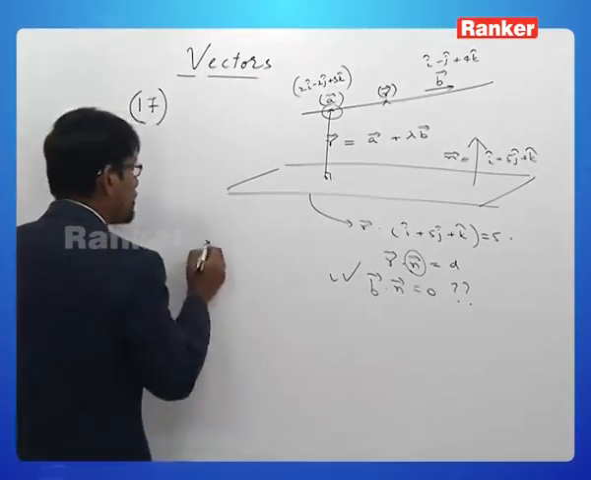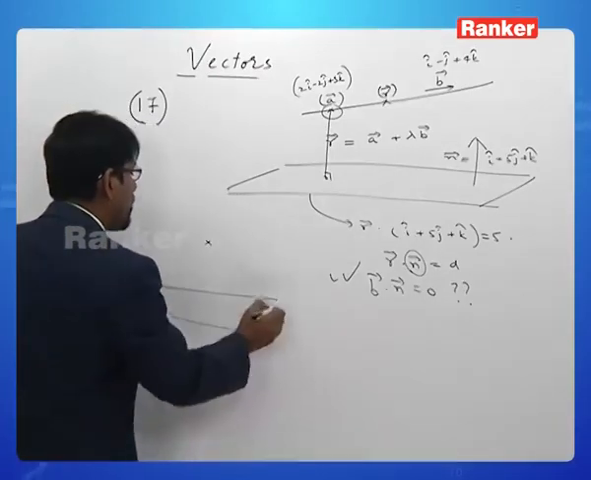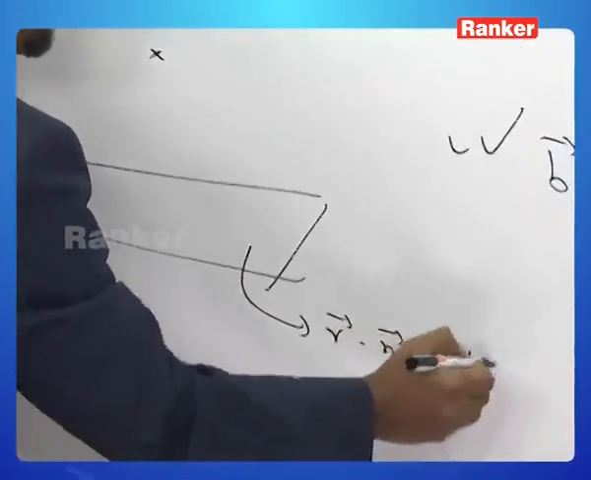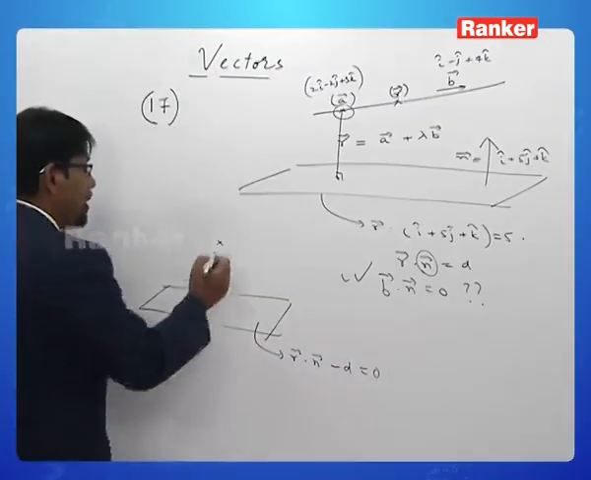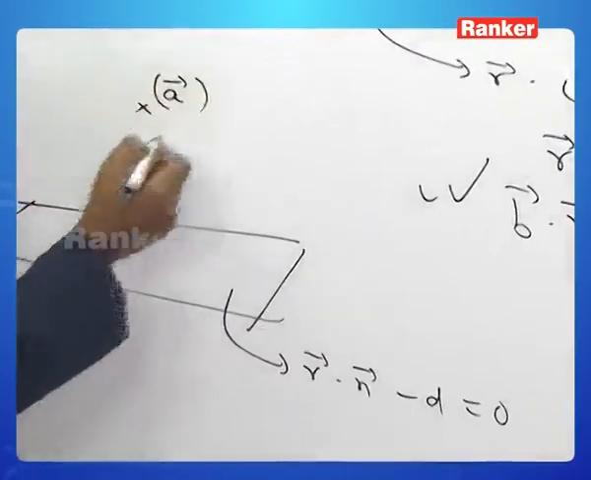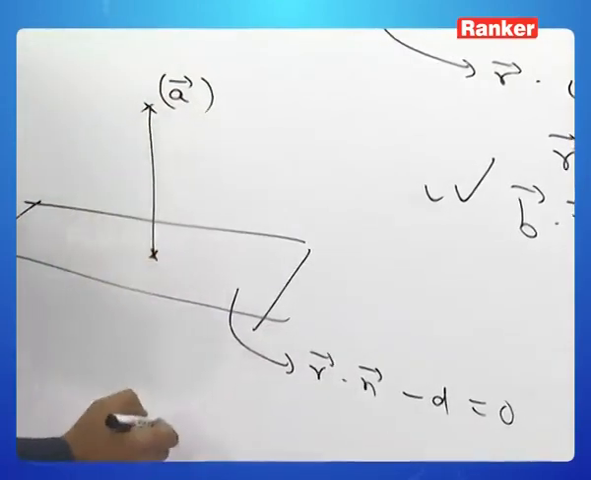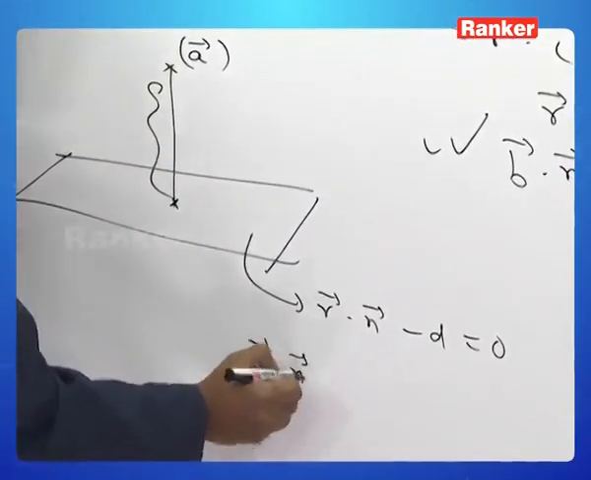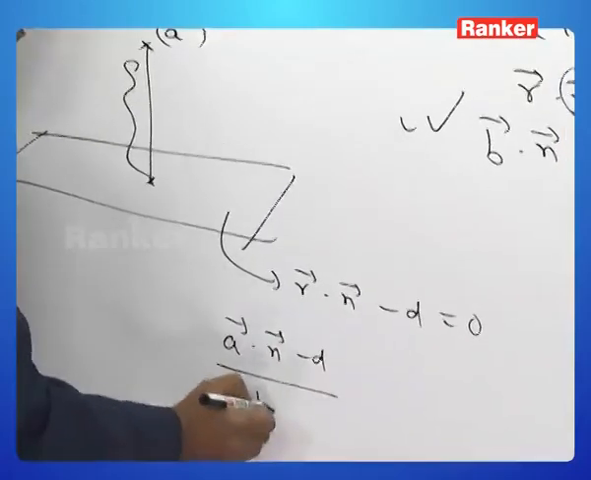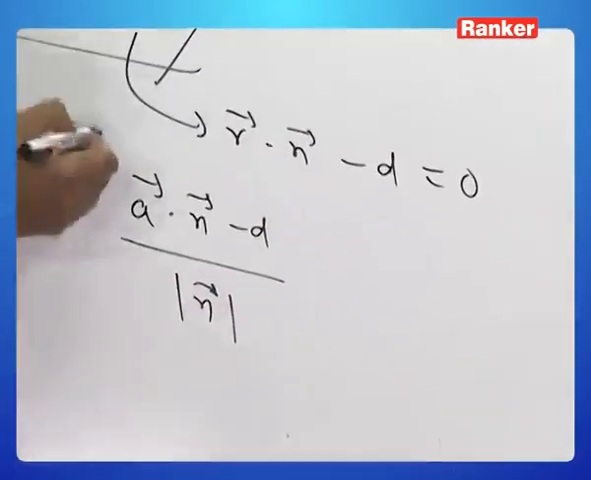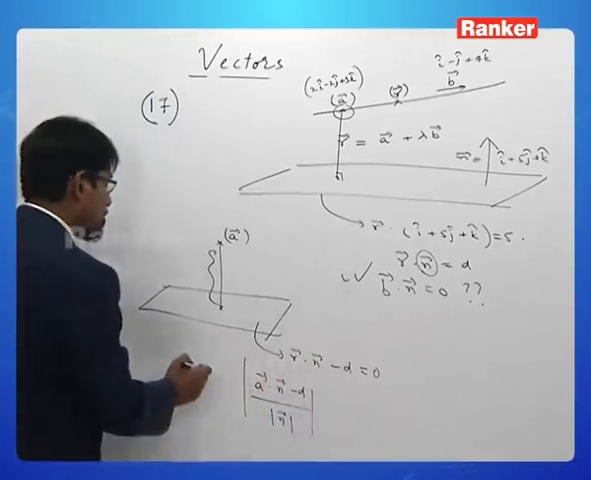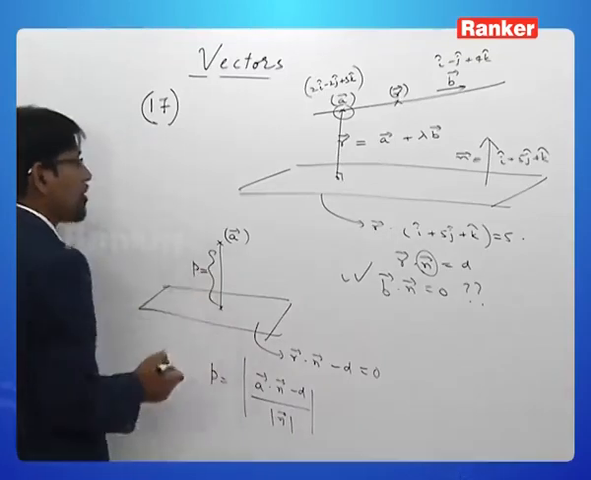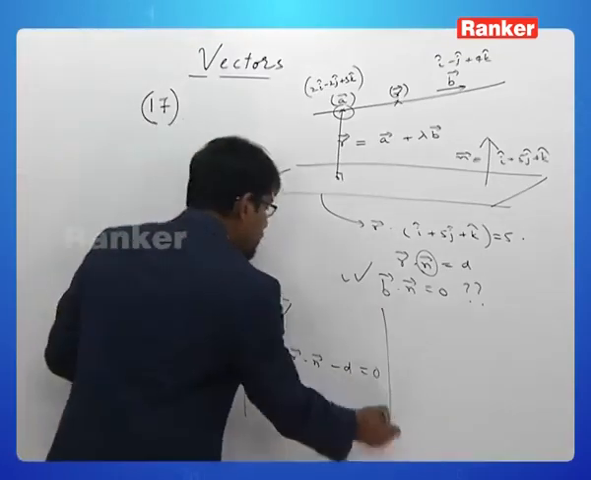And we know that when the plane is given to be r bar dot n bar minus some d equal to 0, and you have a point a bar not on the plane, the perpendicular distance is given by the formula: the modulus of a bar dot n bar minus d, divided by modulus of n bar. The whole thing under modulus. Let's call this distance p. P, the perpendicular distance, is given by that.